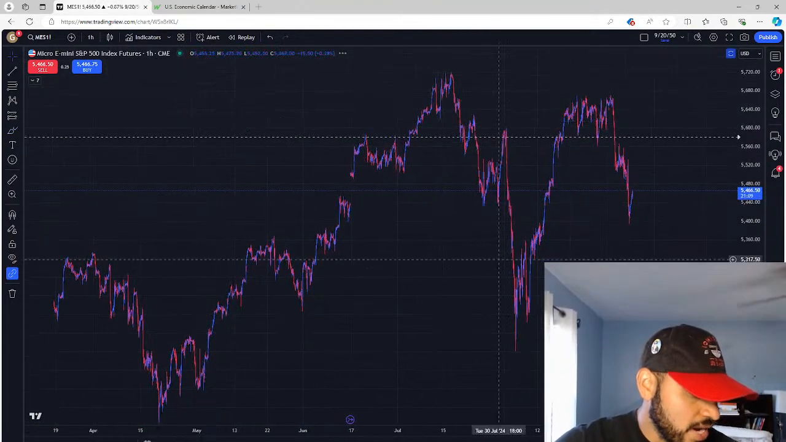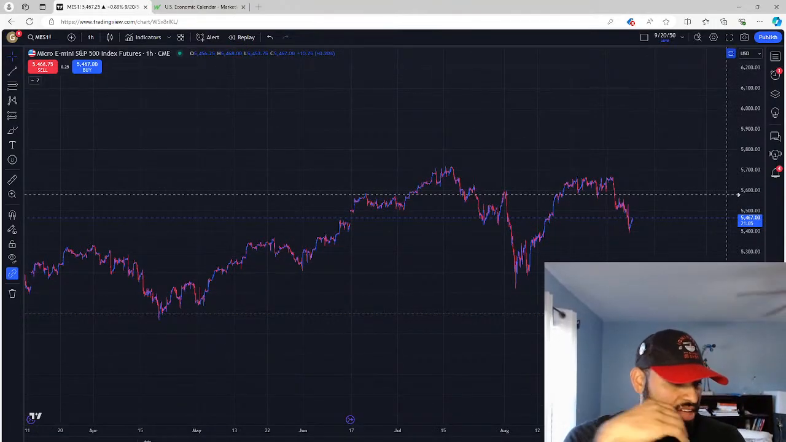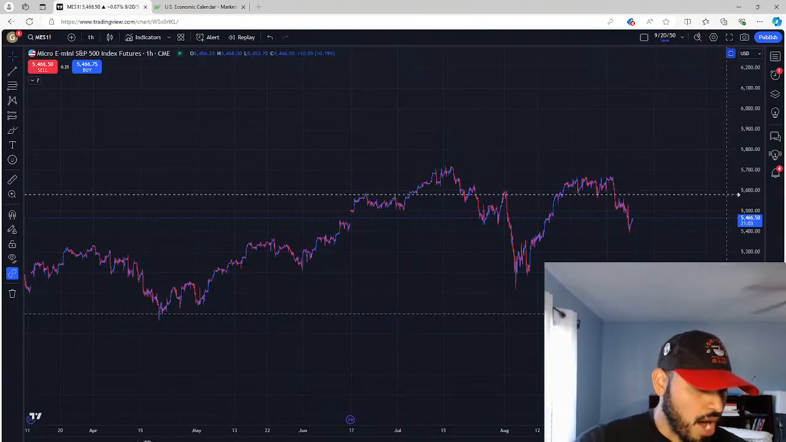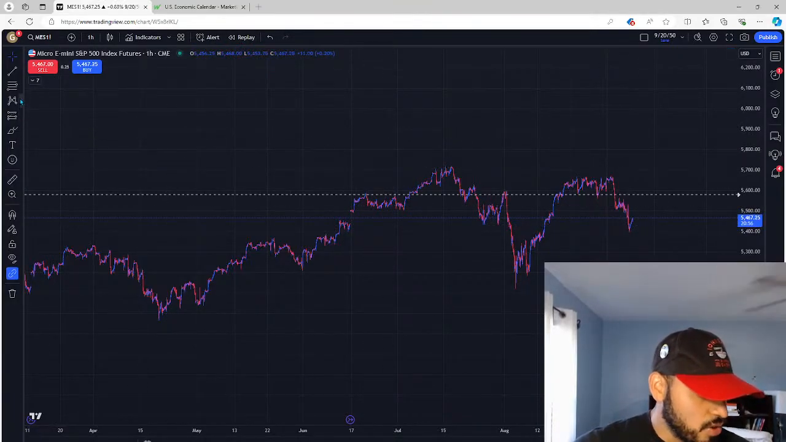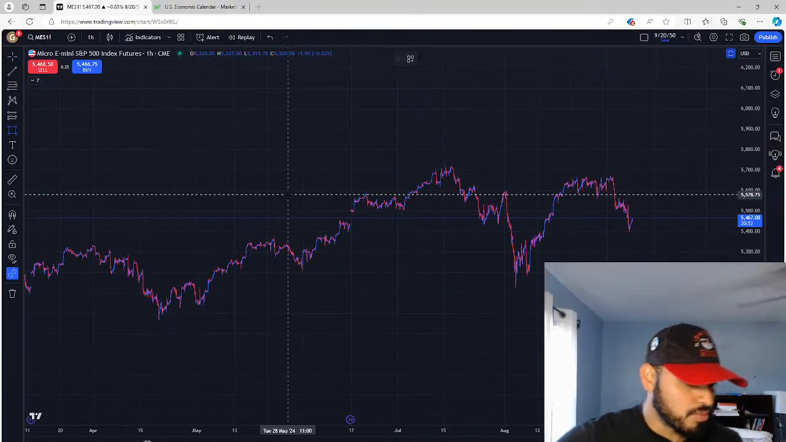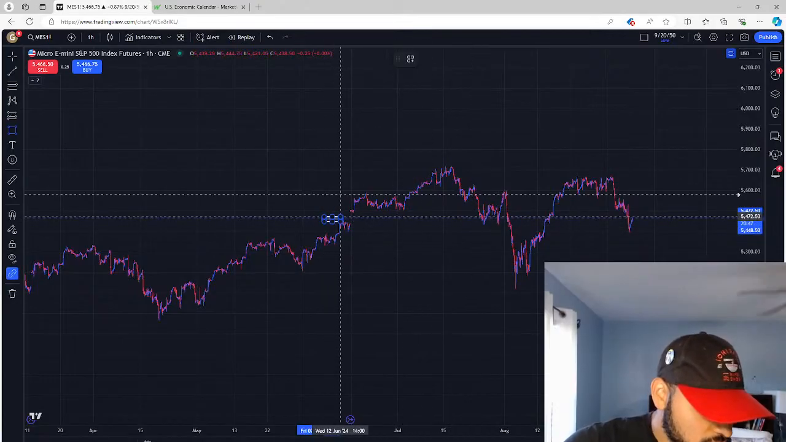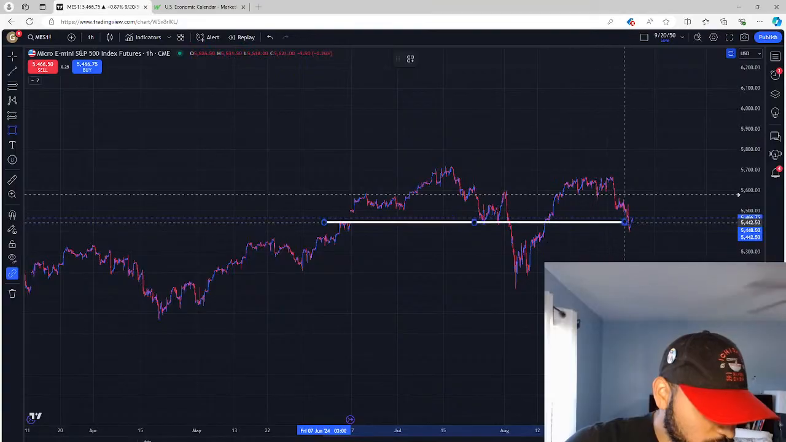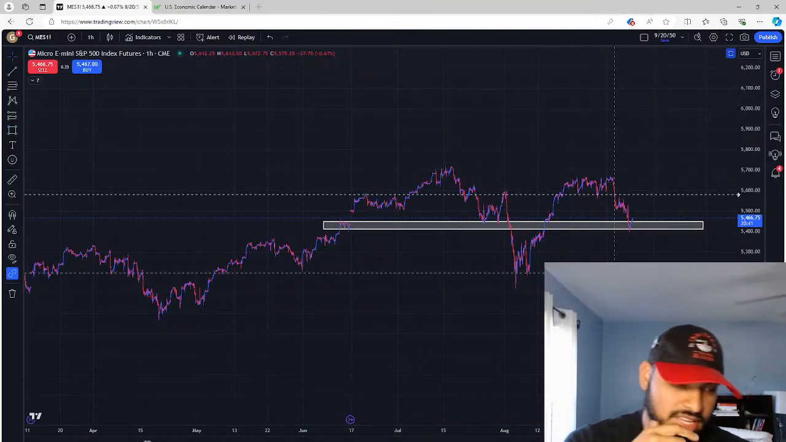So right now we're trading around this area. Can I find something close enough? Probably. Yeah, I can already mark it. Right here on the 1 hour. This right here is what I would mark. We're trading in that range right now as we speak.